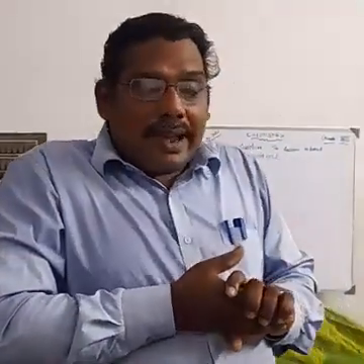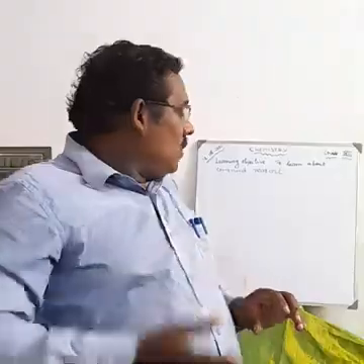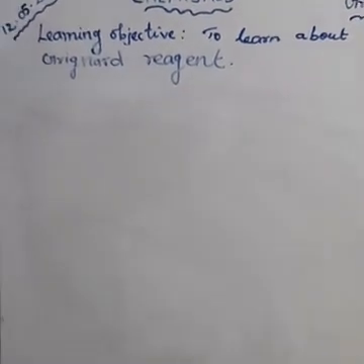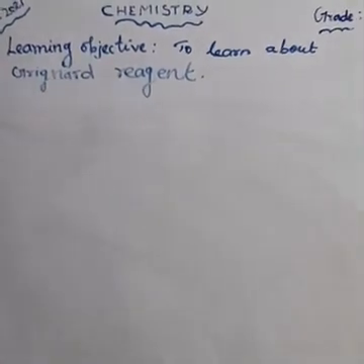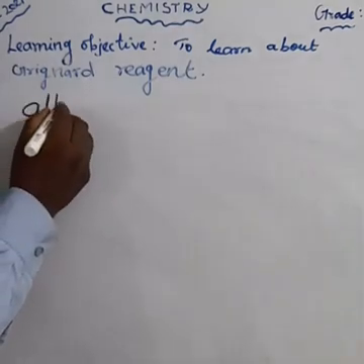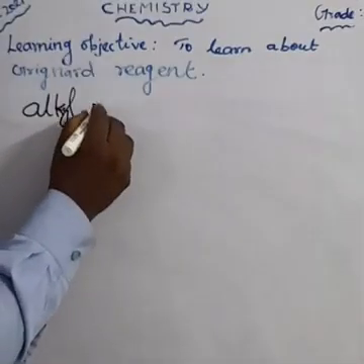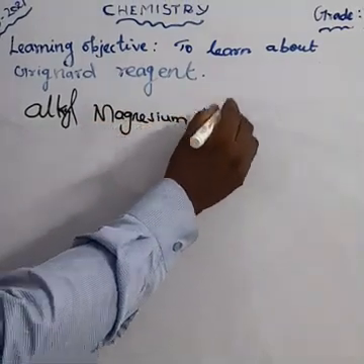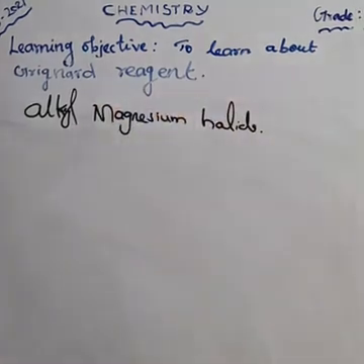Now please all of you take a note. Today our learning objective is to learn about Grignard reagent. What is Grignard reagent? That is alkyl magnesium halide. Alkyl magnesium halide is a Grignard reagent.